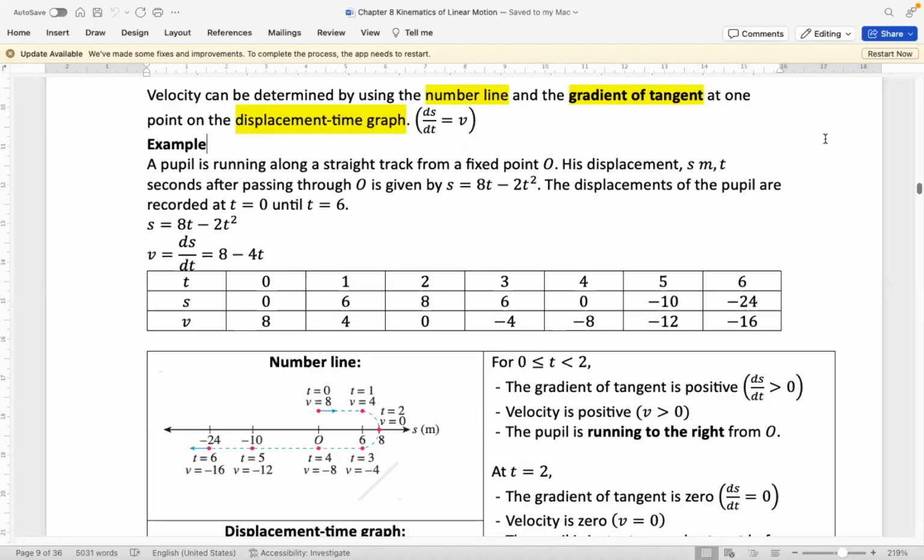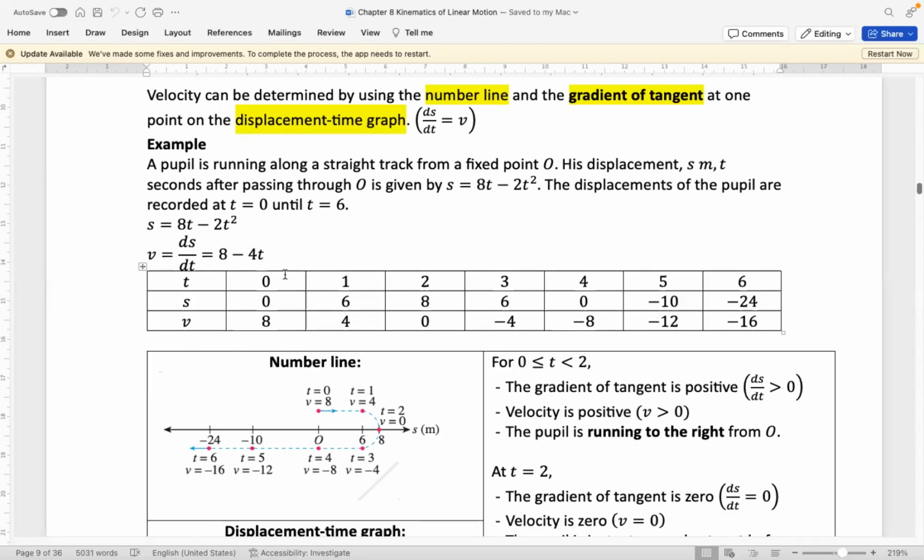Velocity can be determined by using the number line and the gradient of the tangent at one point on the displacement-time graph. Let's check one example. A pupil is running along a straight track from a fixed point O. His displacement is given by s equals 8t minus 2t squared, and the displacements from t equals 0 to t equals 6 are recorded. Okay, you want to draw a number line later.